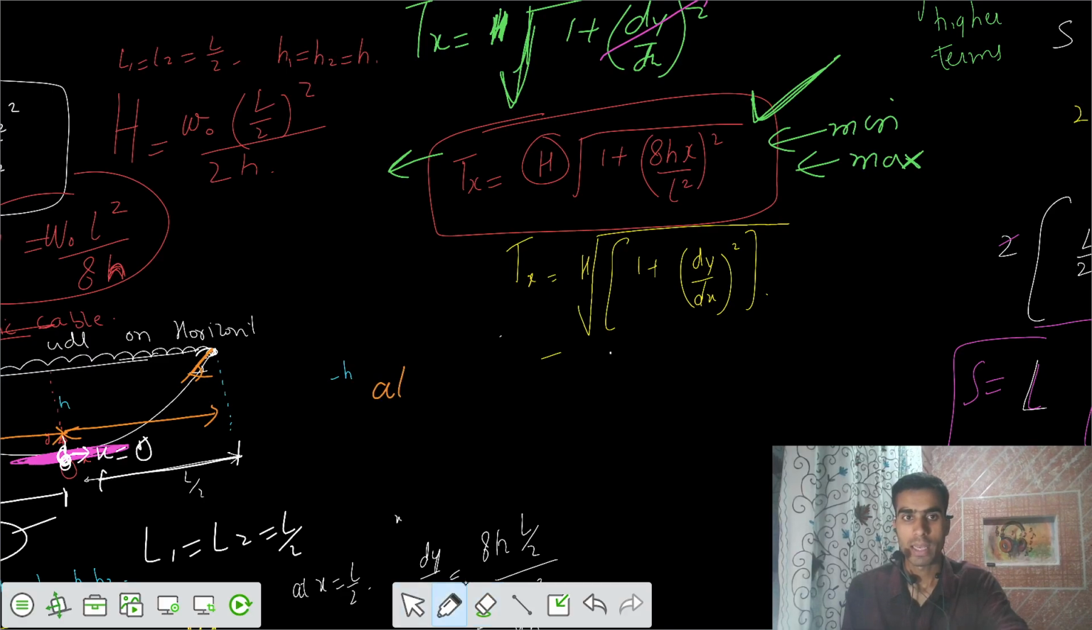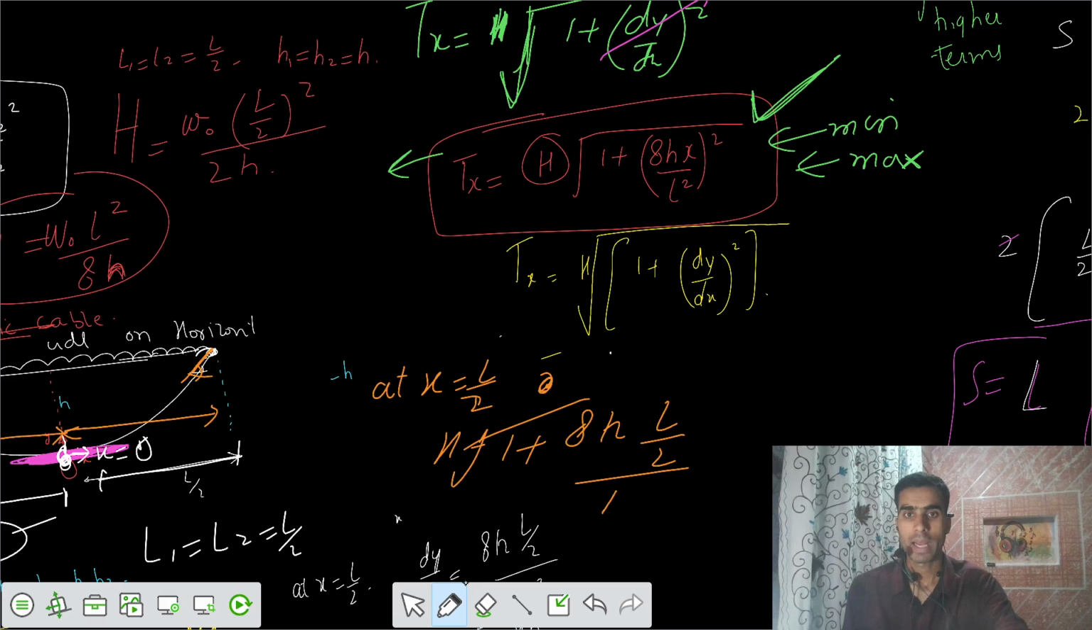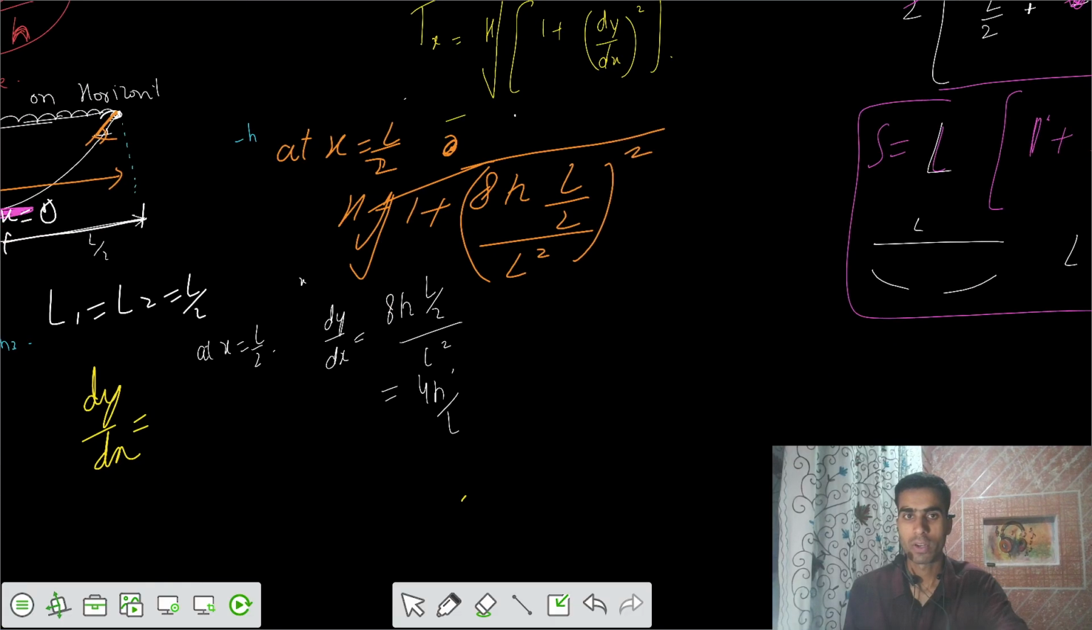I would write at x equals to L by 2 your value. Let's substitute that value: h times 1 plus 8 into h into L by 2 divided by L square, and whole square. Can you get the value here? What's the total value we can have from this one?